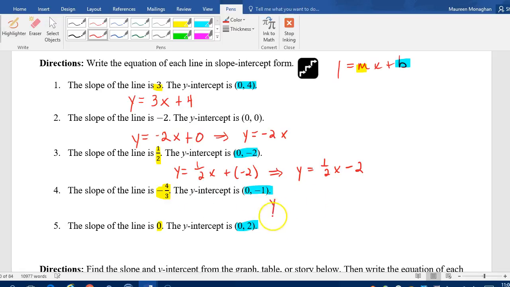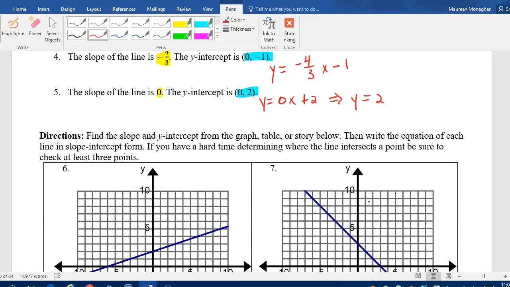Okay. This next one is y equals -4/3 x. I'm not going to write plus a negative. I'm going to put -1 in from the very start. The slope of the line is 0. Let's see what happens here. Plus 2. Once again, I'm going to clean that up because you don't want to leave it this way. So it's going to be y equals 2.